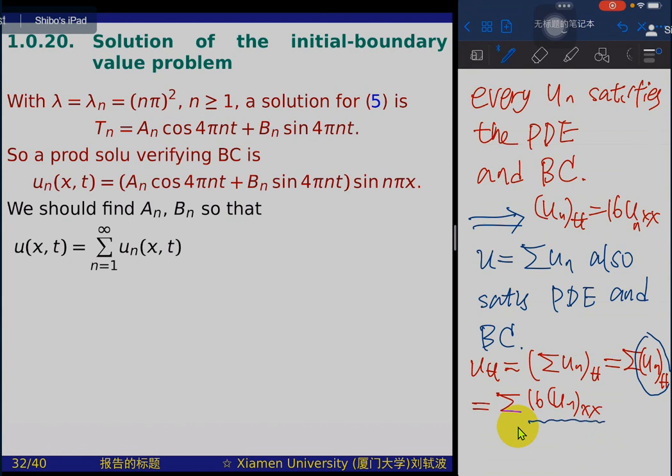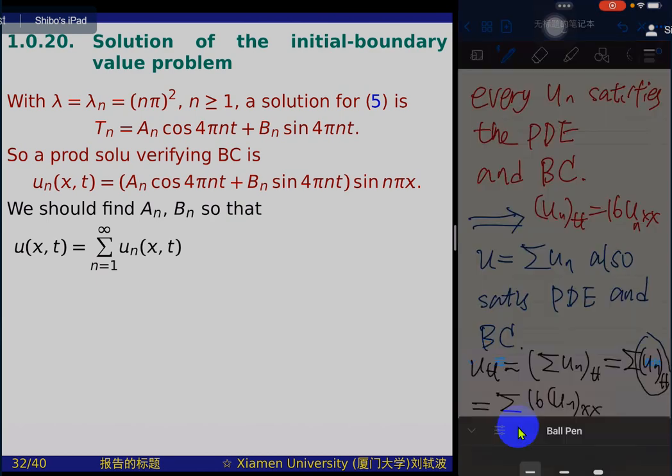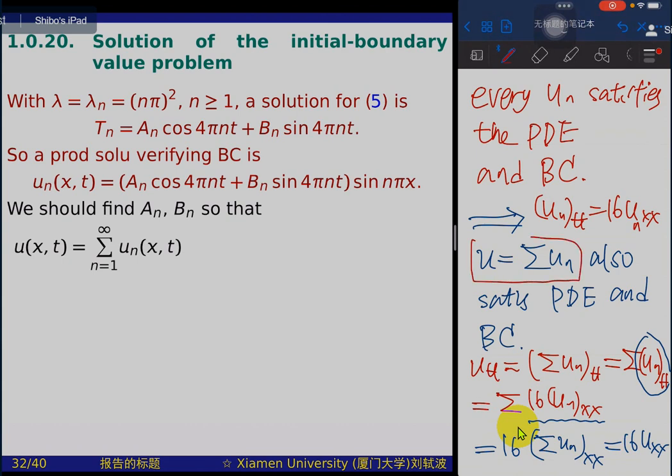But 16 u_nxx, you can rewrite this as 16 sigma u_nxx. Of course, you move the 16 out of the summation, and then you switch the order of differentiation and the summation. But this is just 16 u_xx. So this u, the function defined as a series of all the product solutions u_n, satisfies the PDE. We have verified this here.